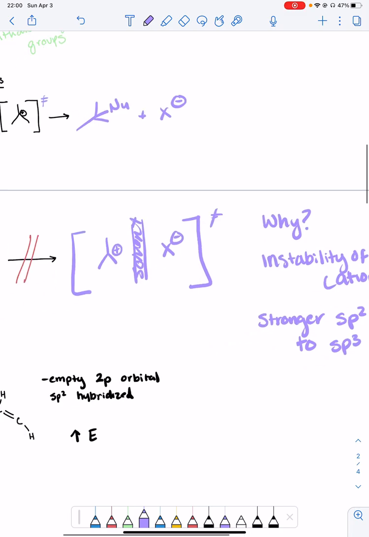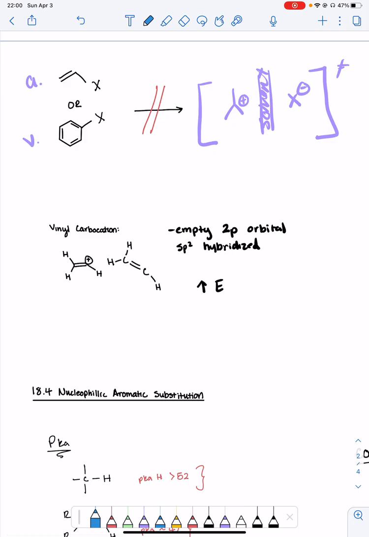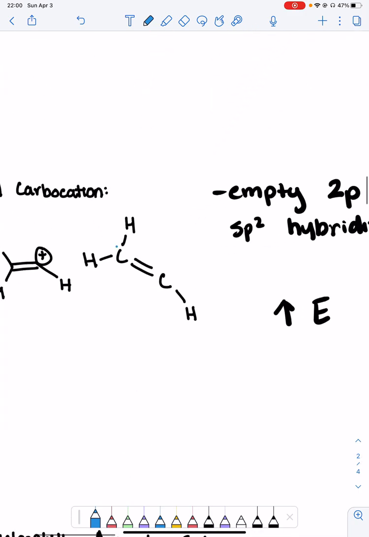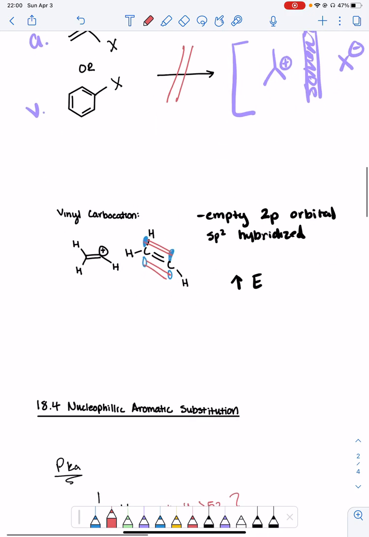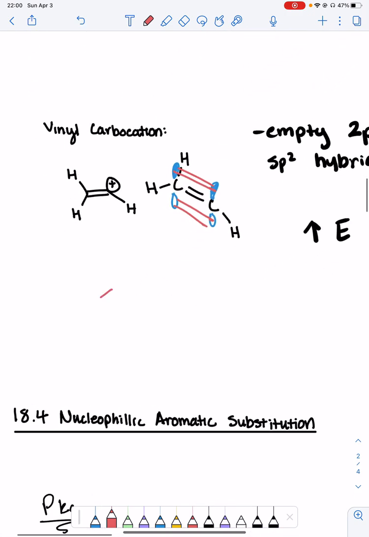The next thing we can move on to is a vinyl carbocation, and specifically we're going to look at the empty 2p orbital and sp2 hybridization. So that would look right there. When we look at the interactions of those orbitals, we see that it is high in energy, and it creates a highly unstable intermediate, or carbocation, my apologies.